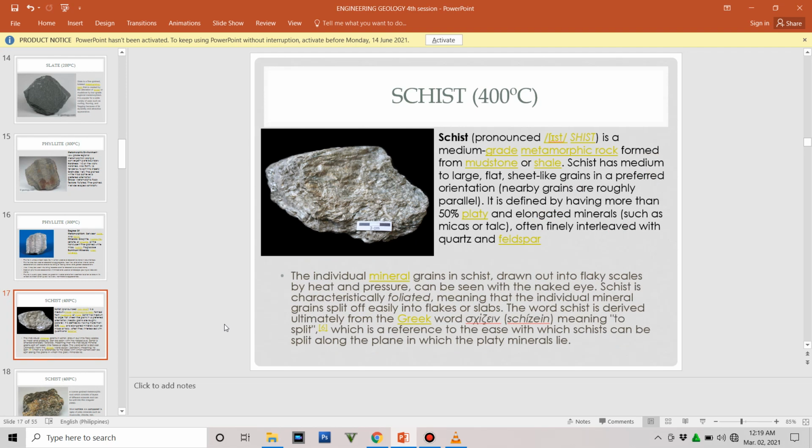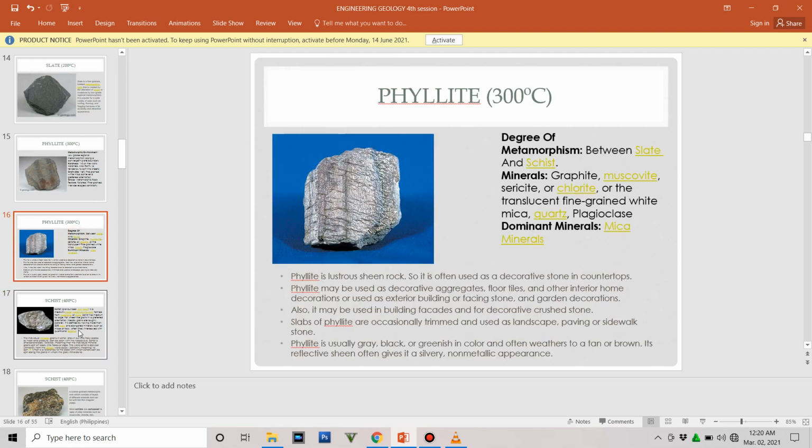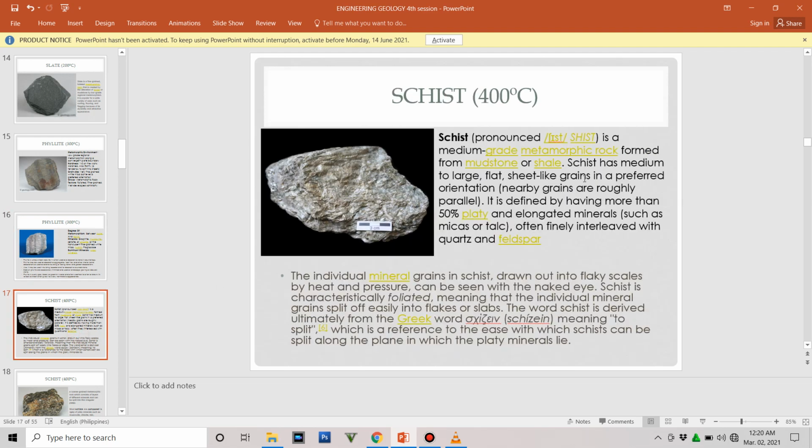So this is developed when your temperature reaches 400 degrees Celsius, and it is much deeper than phyllite. So from the low grade metamorphism, we switch now to medium grade metamorphism.